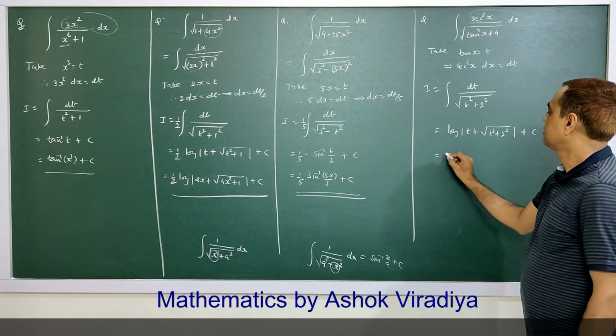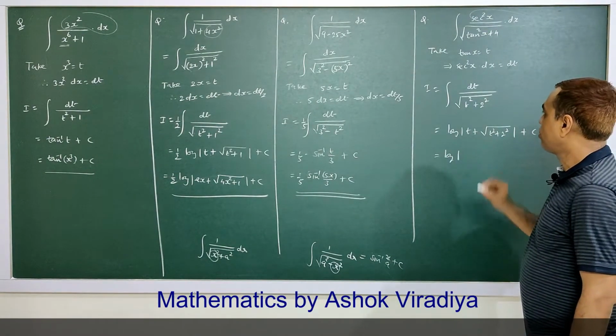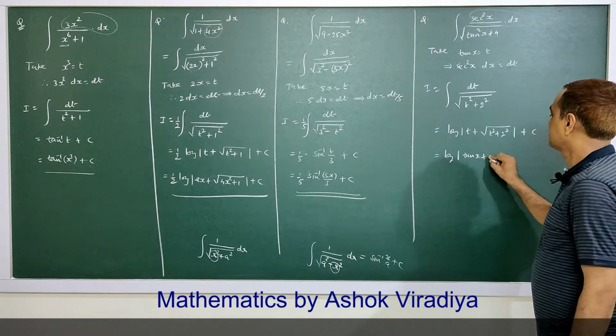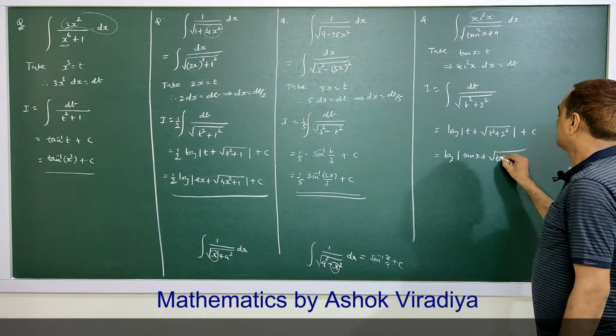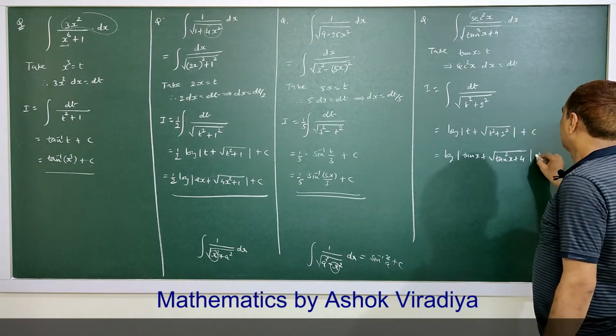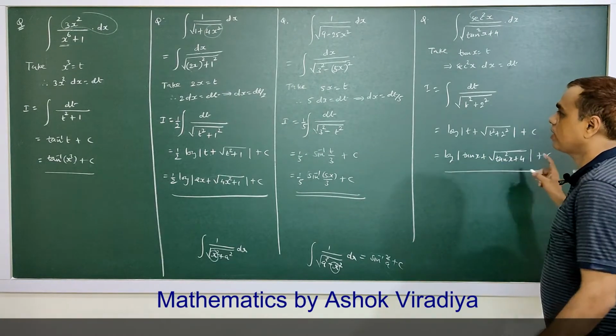That is log mod, what is t? T is tan x, tan square x plus 4 plus c. This is the required value.